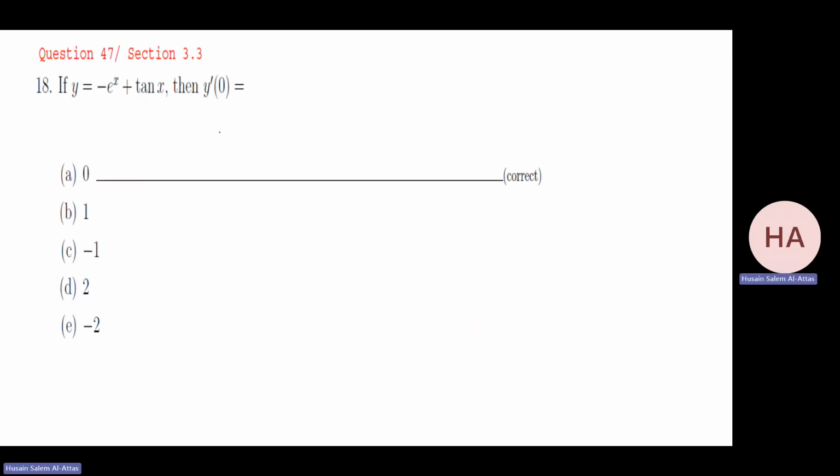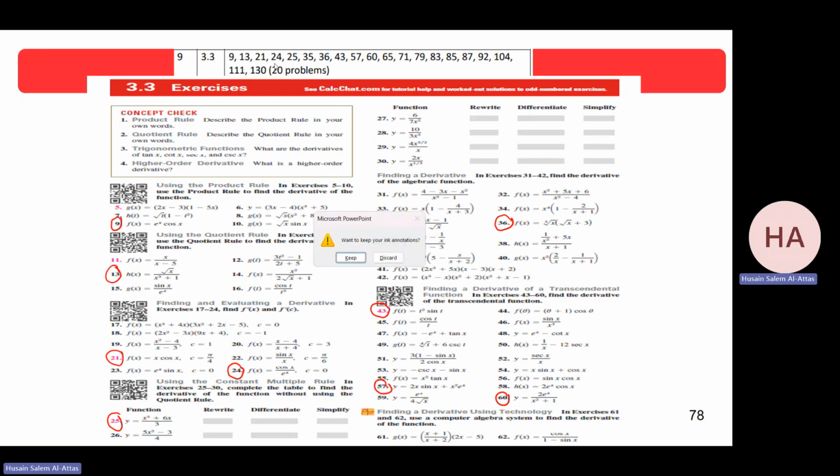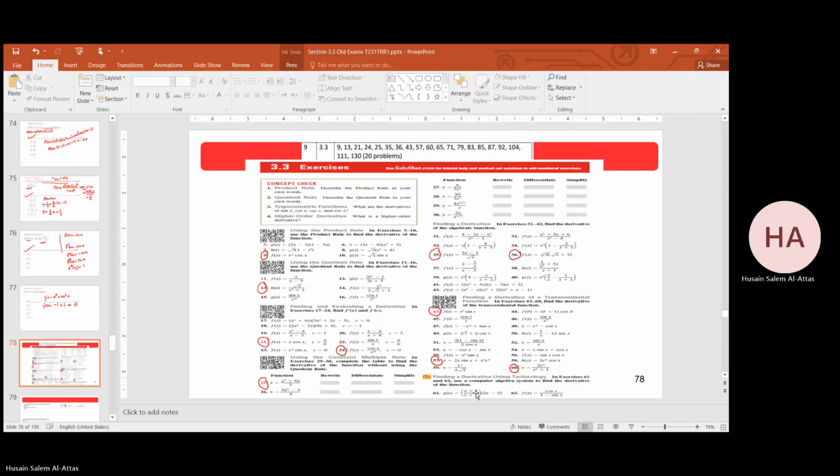The last one: we have y prime equals minus ax plus secant square x. So y prime at 0 becomes minus 1 plus 1, which is 0. I think I will stop here. Yeah. And I will stop the recording. Thank you.